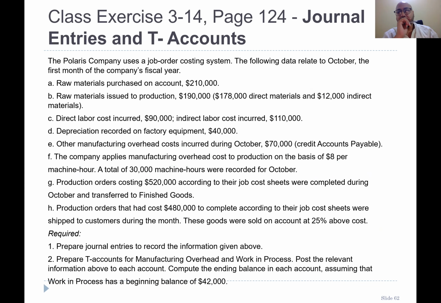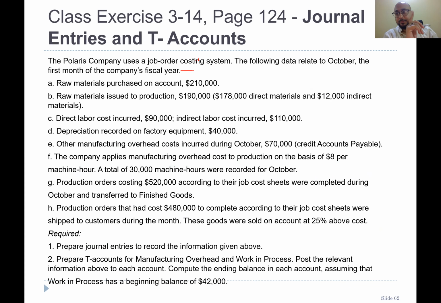Number one, first of all, the illustration. The Polaris company uses a job order costing system. The following data are related to October, the first month of the company's fiscal year. So first, raw material purchase on account. What would be the entry? Raw material purchase on account.